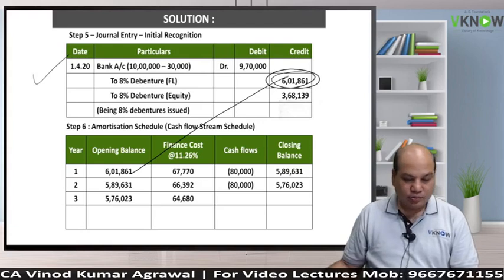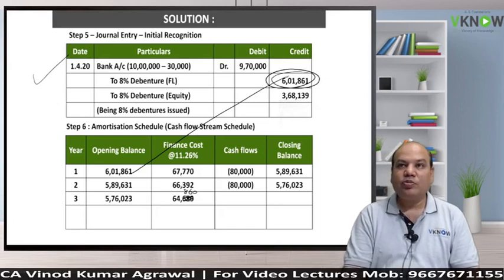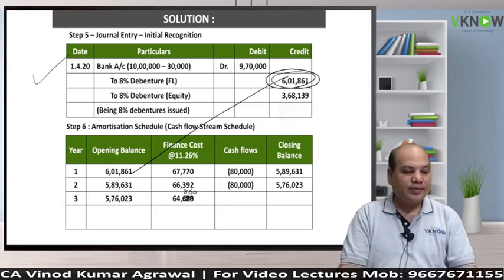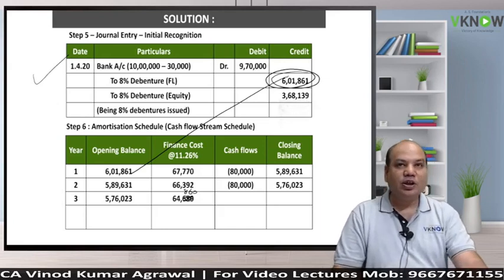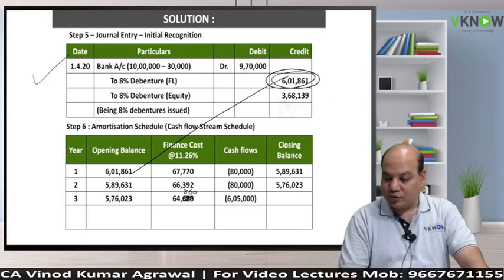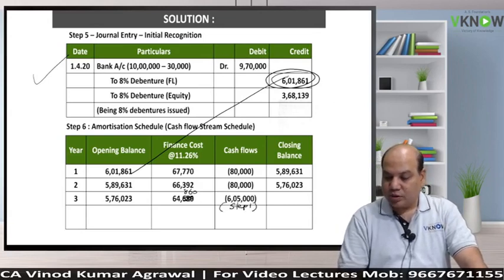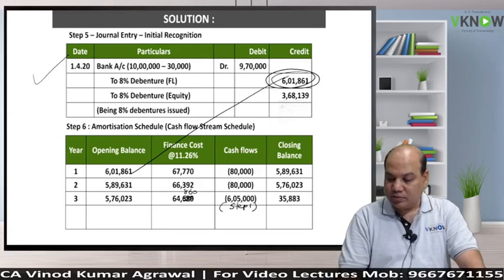Okay, make it 860. Some typing mistake. Okay, tell me cash flow. How much will you write in cash flow here? Not 80,000. 6,05,000. This is coming from step 1. And now the balance will be just 35,833.